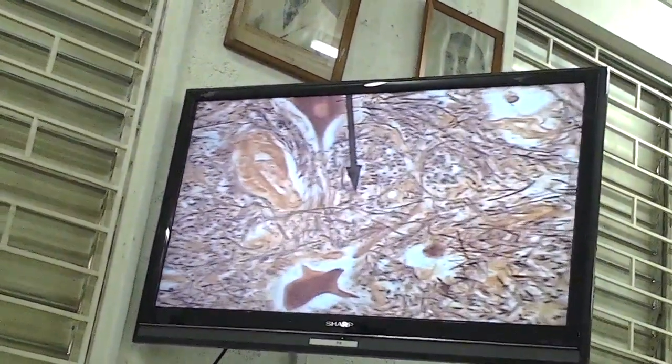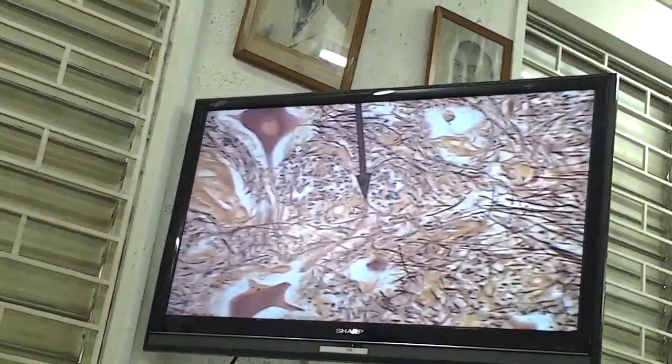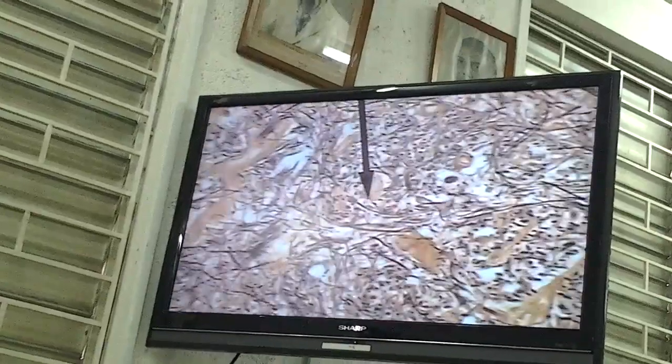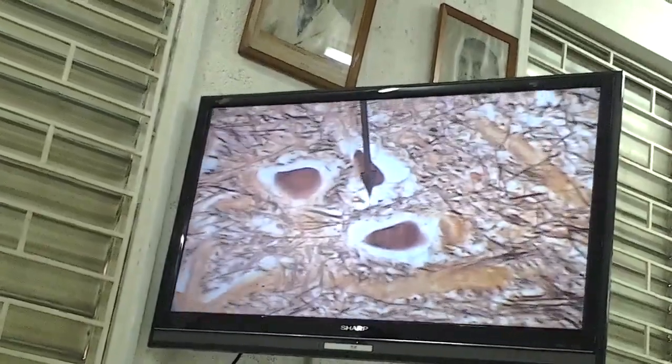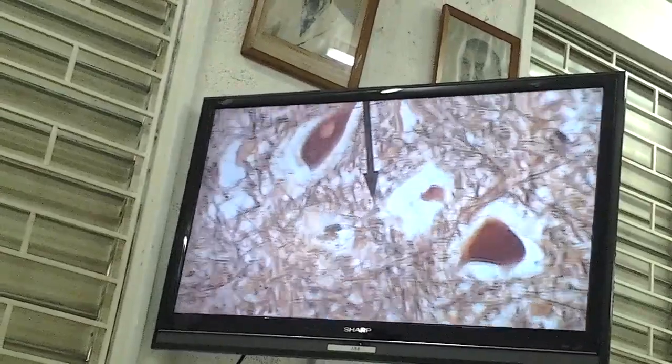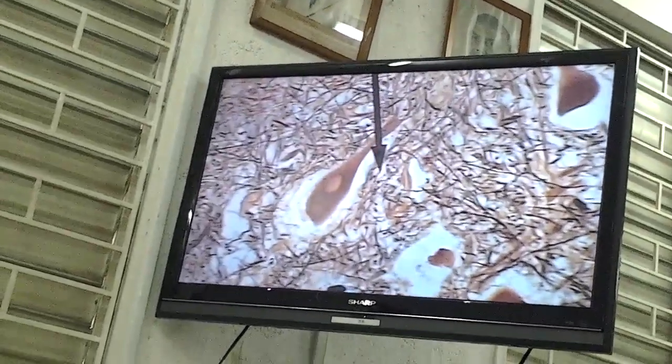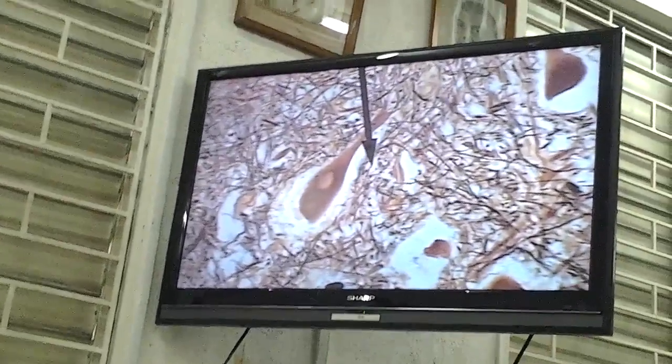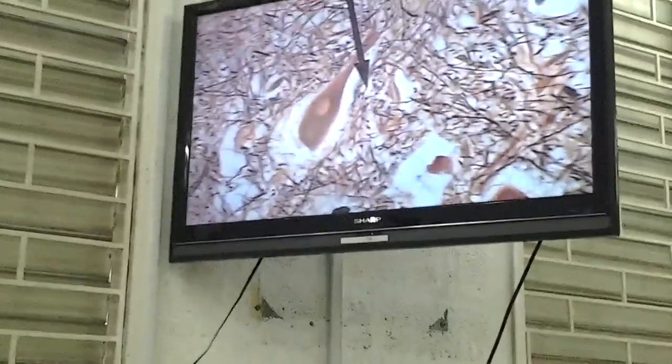Alright. So this one is a silver stained spinal cord. This is silver stained spinal cord right here, and we are right in the ventral horn of the spinal cord.